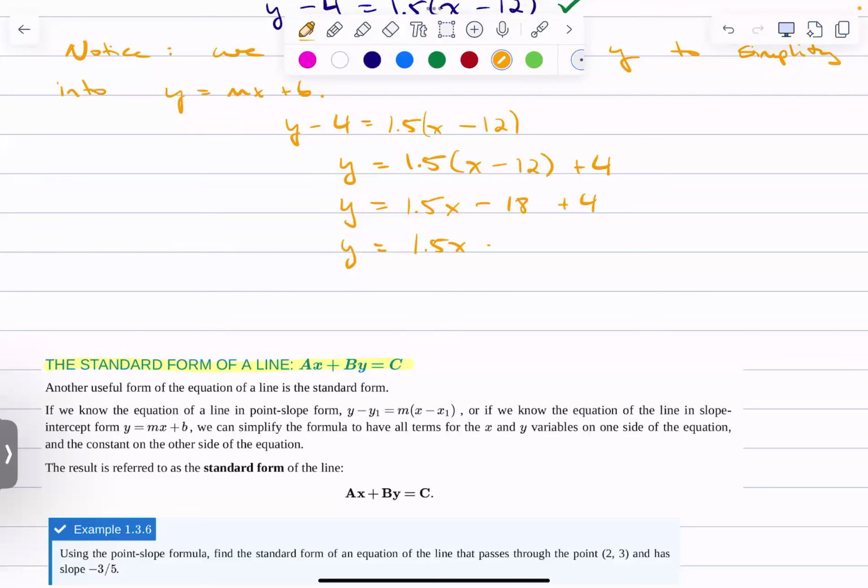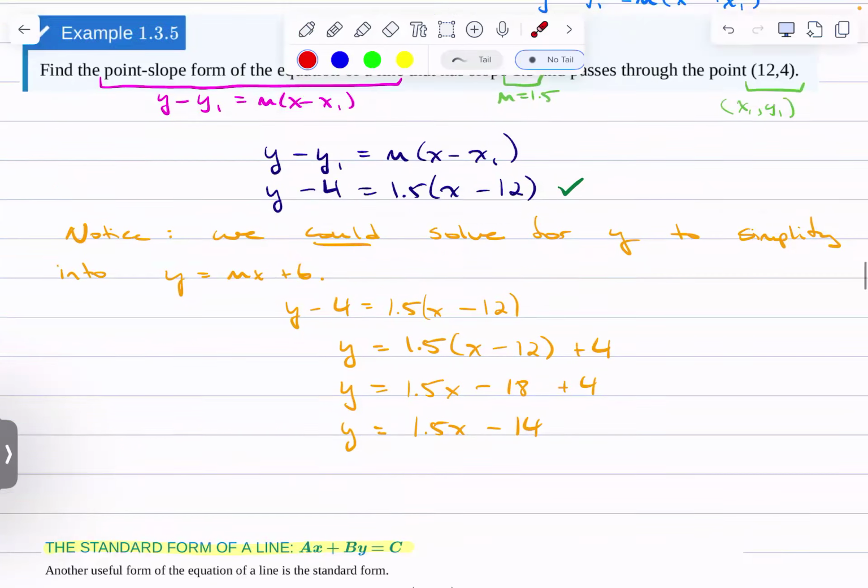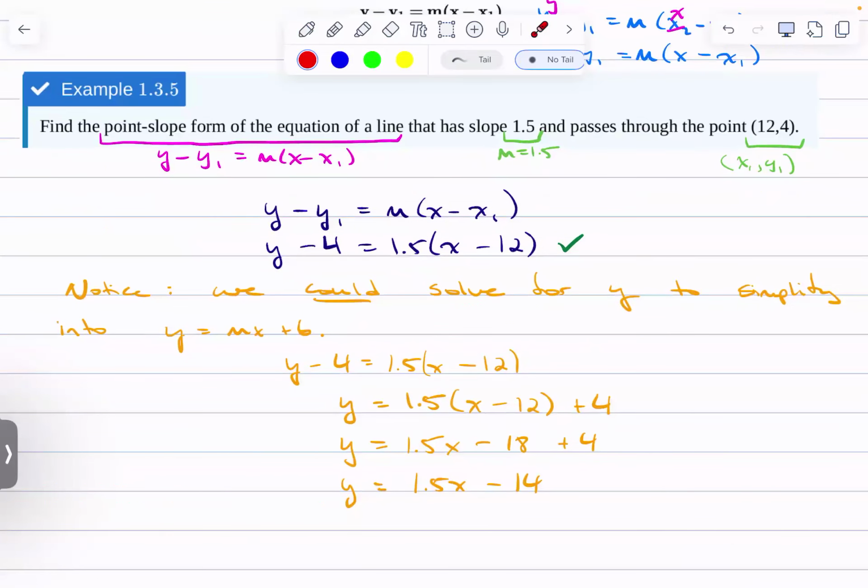1.5 x minus 14. Ta-da! But this is all it asks for. So if you do have one point and the slope, this is the easiest way to do it probably. Then you can just rearrange.